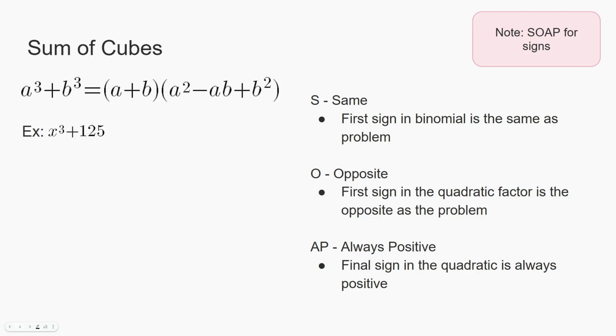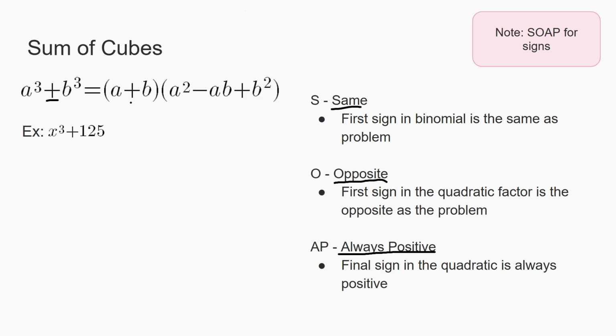Now, let's get started with sum of cubes. This says that a cubed plus b cubed equals a plus b multiplied by a squared minus ab plus b squared. As you can see, we have three signs here that we need to remember, so there's an acronym for that, known as SOAP. S stands for same, O stands for opposite, A stands for always positive. And this is in relation to this sign right here. So in this case, we have a plus.